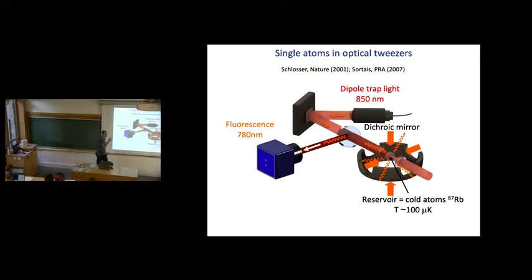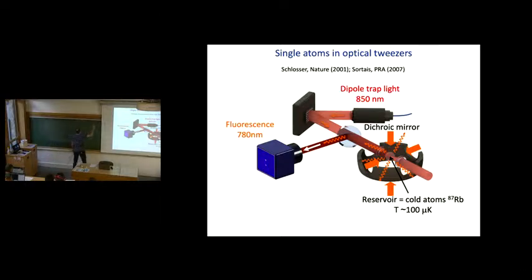And this cloud acts as a reservoir for the tweezer. So the atoms are going to enter at random in this very small volume. The problem is that I told you that the potential is conservative because we put the light away from the resonance. So in principle, if an atom enters, it should be able to exit. So why does it stay in the trap?